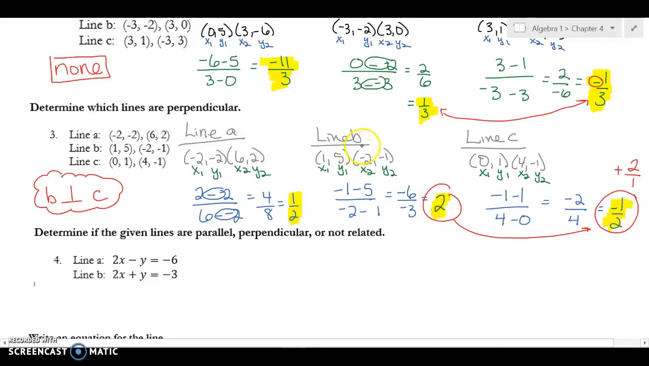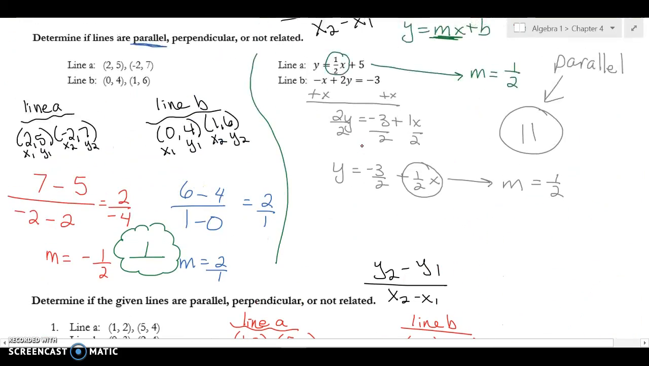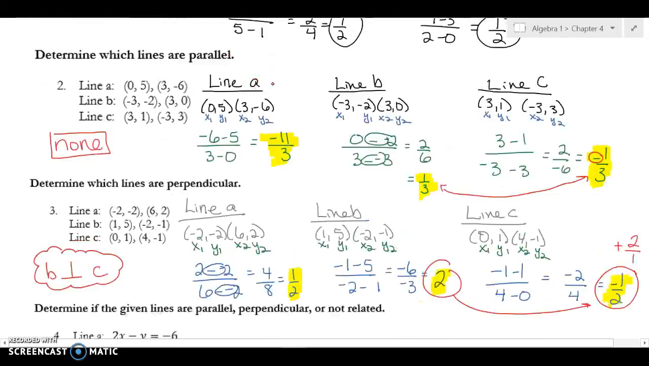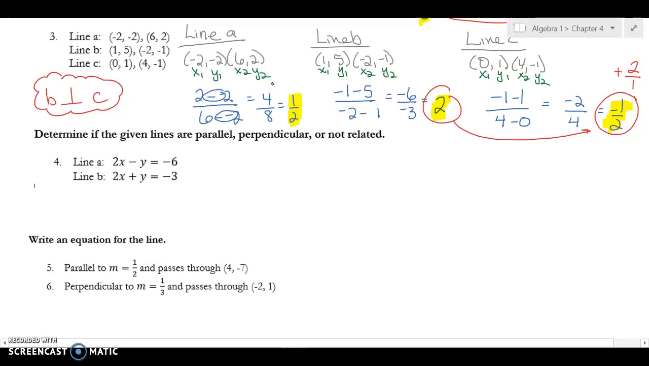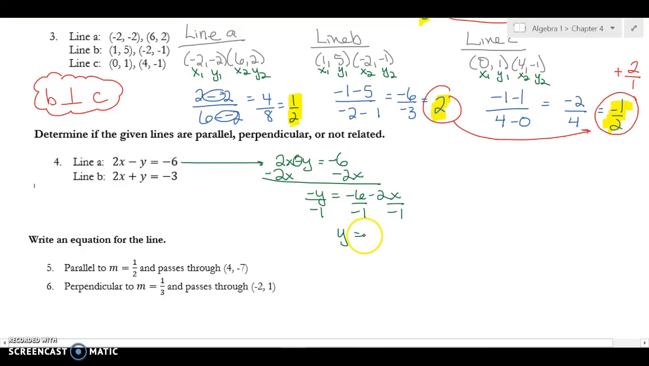All right, for number 4, you're going to solve for y on both of them, like we did right here on line B. Once you solve for y on both, you find out if they're parallel, perpendicular, or neither by looking at the slopes. I moved over line A so I had some space. I get negative y is equal to negative 6 minus 2x. Can't forget that negative. Now I divide everything by negative 1, and I get y equals 6 plus 2x. So for this one, my m is 2, because remember, your m is always attached to the x.